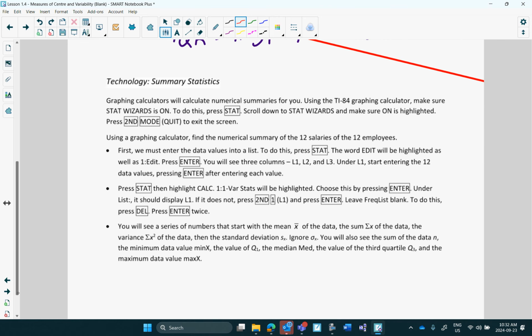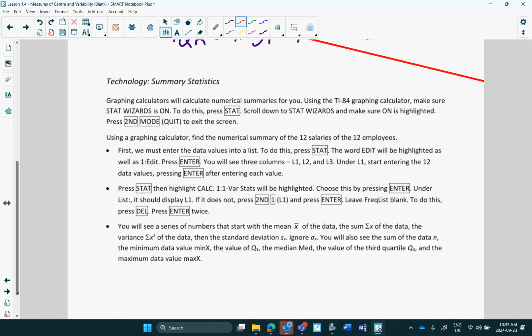Okay. First thing you need to do, and I always do this, I don't know if we have to do it for this one, but I'm going to do it anyway. Got to make sure your stats wizard is on. So you're going to press, you do not press stat, you press mode. I made a mistake. Still haven't corrected it. I meant to correct it last year. Mode. Press mode, which is upper left.